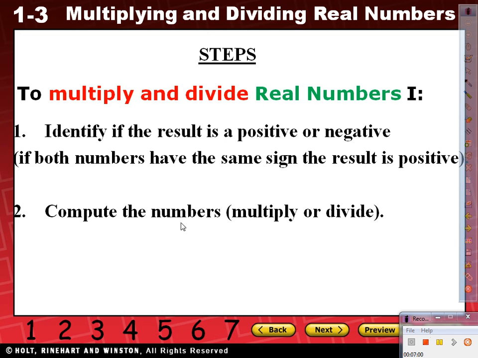Okay, so once we get the sign out of the way, step 2 is the next easy step, which is to compute the numbers. What does that mean? To multiply or divide. Compute the numbers, multiply or divide. And step 3, simplify. Especially when you have fractions, you need to simplify to lowest terms. Copy that, please.